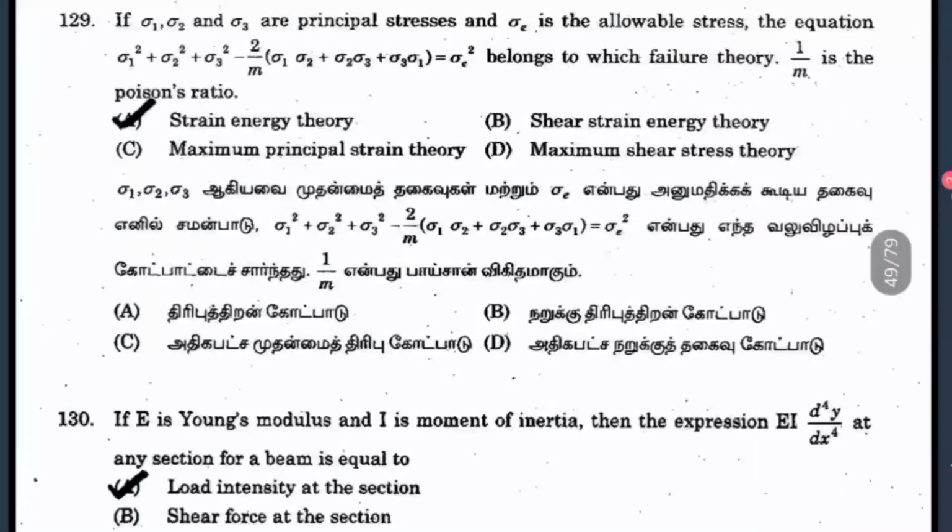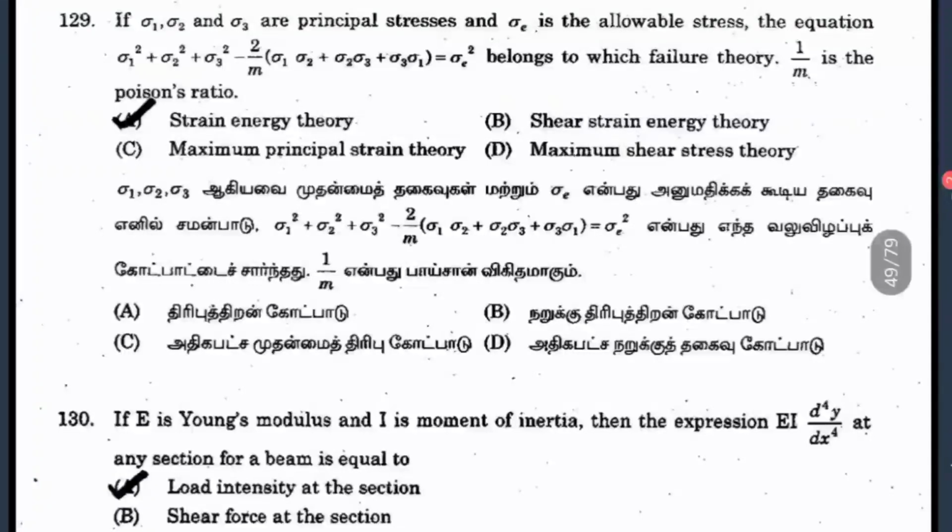Question 129. If sigma 1, sigma 2 and sigma 3 are principal stresses and sigma E is the allowable stress, the equation sigma 1 square plus sigma 2 square plus sigma 3 square minus 2 by m into (sigma 1 sigma 2 plus sigma 2 sigma 3 plus sigma 3 sigma 1) will give you sigma E whole square. So this belongs to the failure theory. 1 by m is the Poisson's ratio. So which failure theory? That's the question here. There are 5 theories of failure that we'll be studying in strength of materials. Out of those 5 theories, only 2 theories will have such large formulas, so you can remember like that. The other 3, the first 3, will have a smaller formula only.